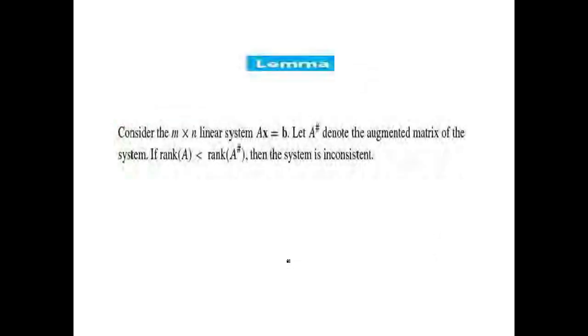So consider the last example: since the coefficient matrix rank is less than the augmented matrix rank, the system is inconsistent. That lemma also tells us that if the rank of the coefficient matrix is less than the rank of the augmented matrix, then the system is inconsistent and there does not exist any type of solution in this system.